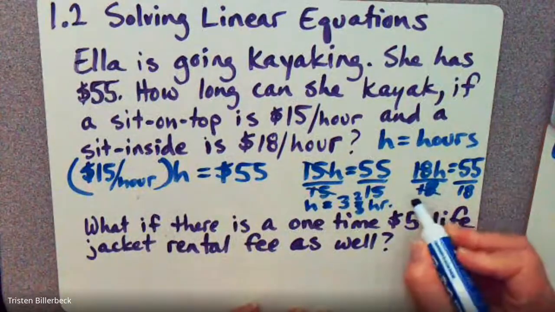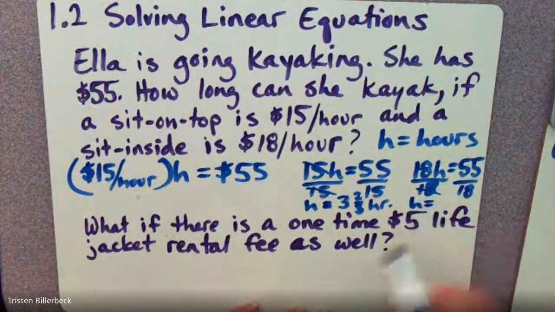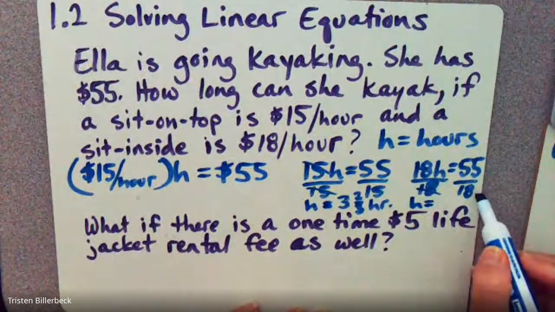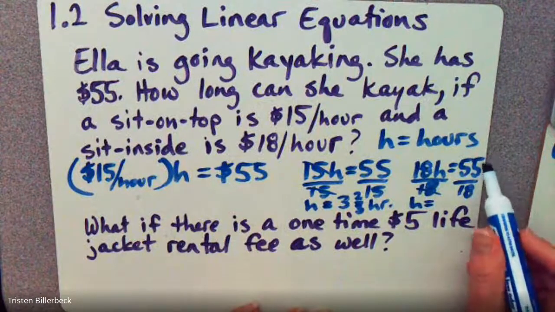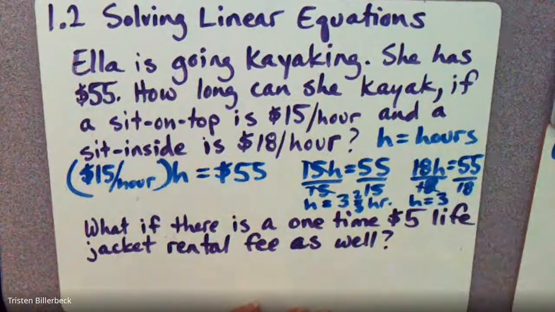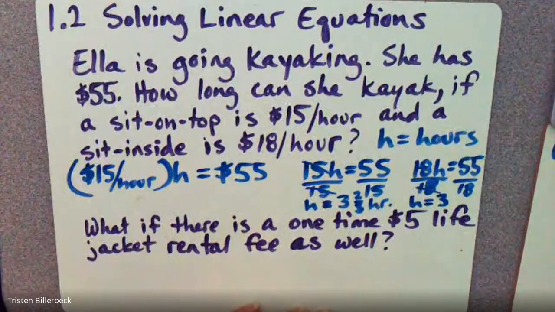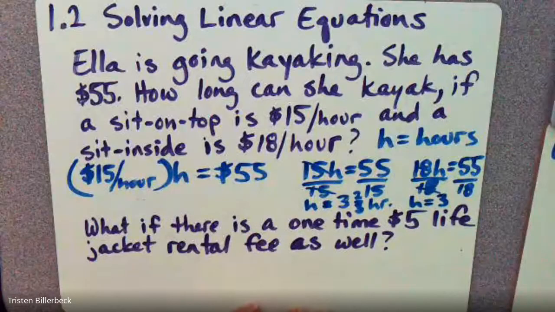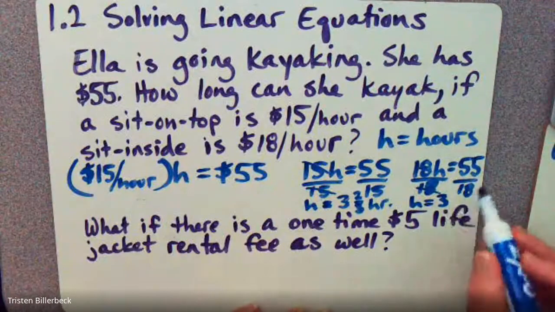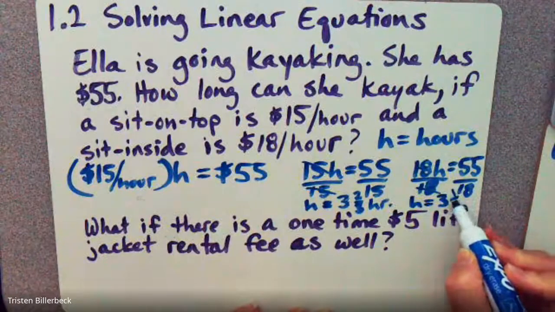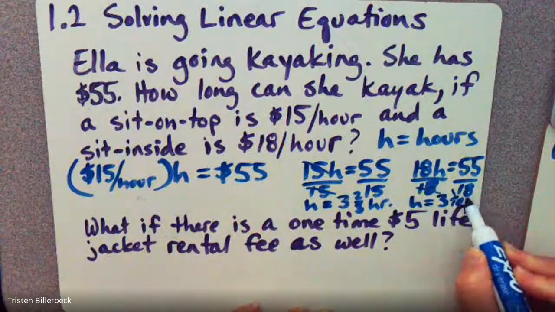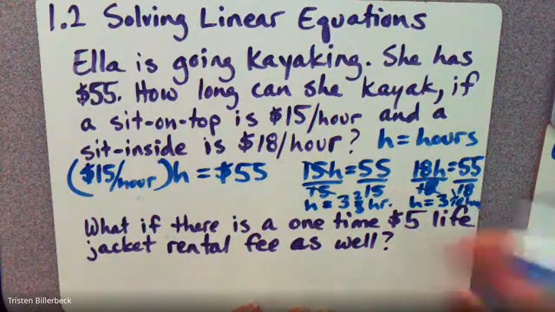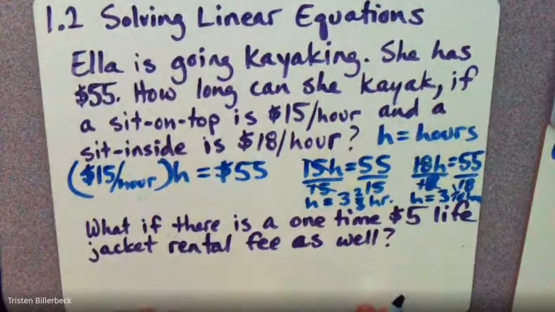Okay, so let's look at this one. So if I have H here, 18 times 3 is 54. So I have 3, and then I have 1/18 of an hour. If 1/20th of an hour is 3 minutes, then 1/18 might be 4 minutes. So we have 3 and 1/18 hours here. So we can write either one depending on what we would like.